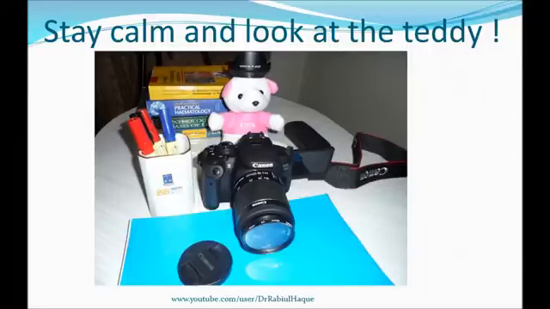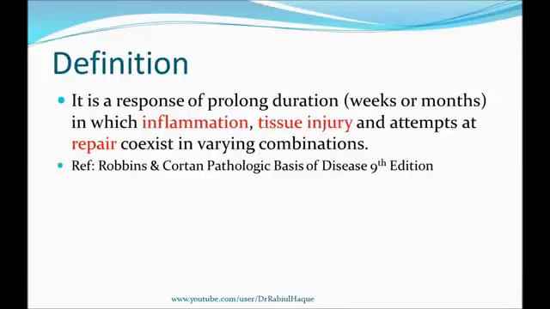So let's go back to the definition. What did we see in the first line? This is a response of prolonged duration. Notice from my previous videos on acute inflammation, we had seen that acute inflammation was of short duration and also rapid in onset. On the contrary, we can see here that chronic inflammation is inflammation of prolonged duration. And we have also mentioned the duration here. Usually it will be for weeks or months. So that's the first line in the definition. It is a response of prolonged duration.